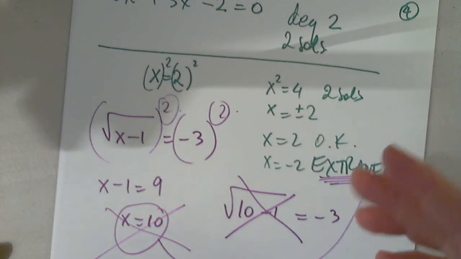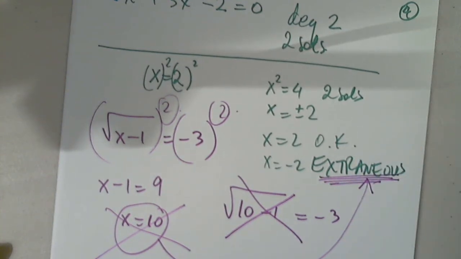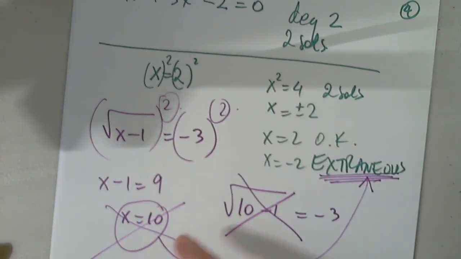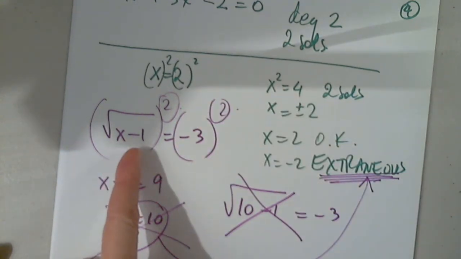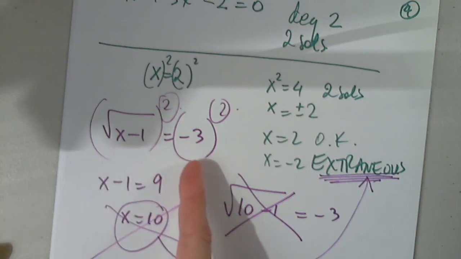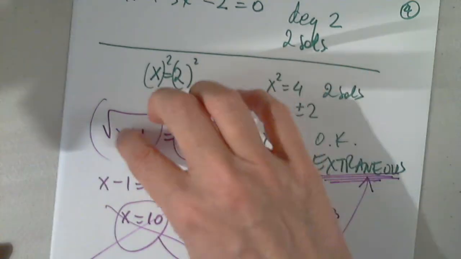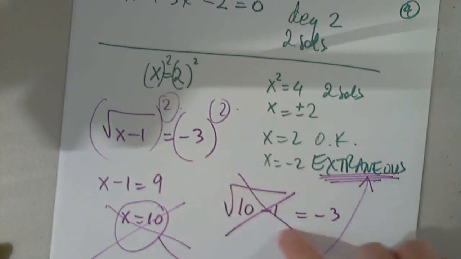Otherwise, you may consider something correct that is incorrect. So if you don't go back and check, you will say, oh, I found the solution. It's 10, but it's not. Because 10 minus 1 is 9. The square root of 9 is not negative 3. So this is not the original problem. You have to check here.